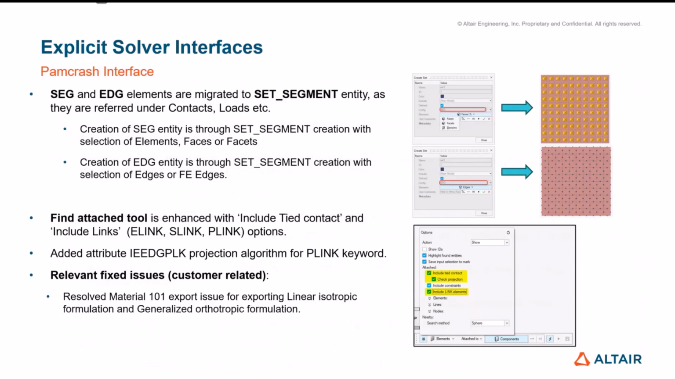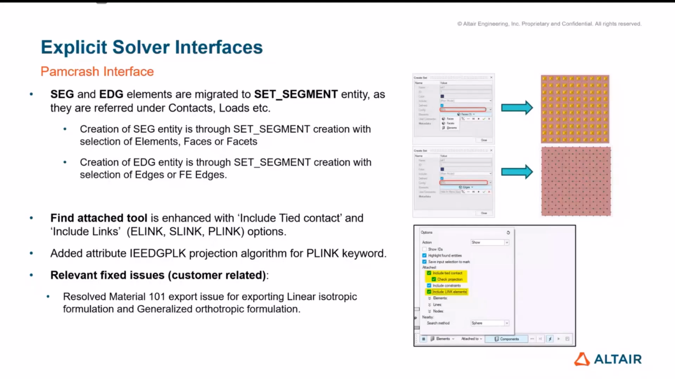The PAM-Crash interface is also evolving. So we have aligned the interface regarding set segments, which were not yet used in PAM-Crash. They are now introduced to support the ACG and AGG entities, previously HyperMesh elements. They were previously not really easy to handle, to create, and so on. So now through this migration, we have full creation and handling of those entities via the set segment, as it is done, for example, in Radioss and LS-DYNA and other interfaces. So you can now create the ACG elements, which are the surface segments, or the AGG, which are the edge segments, directly from the set segment entity.